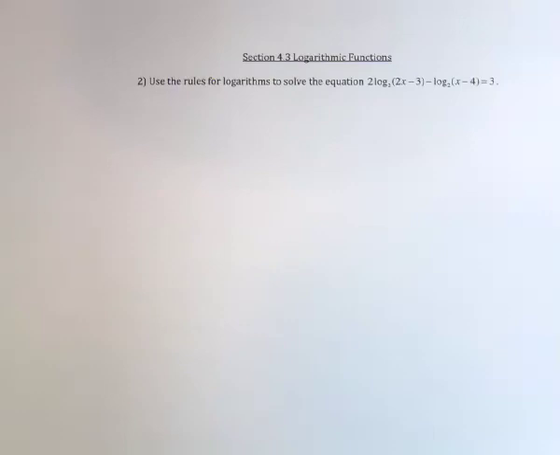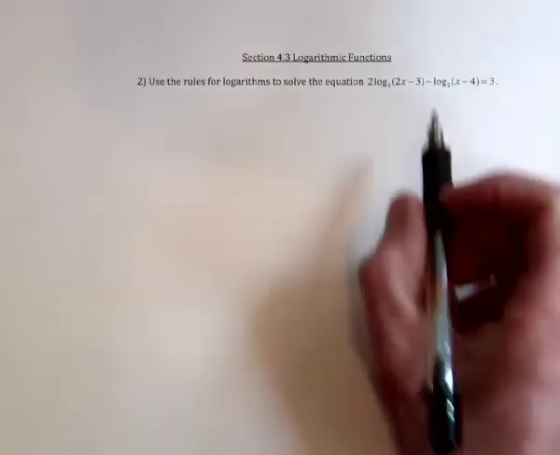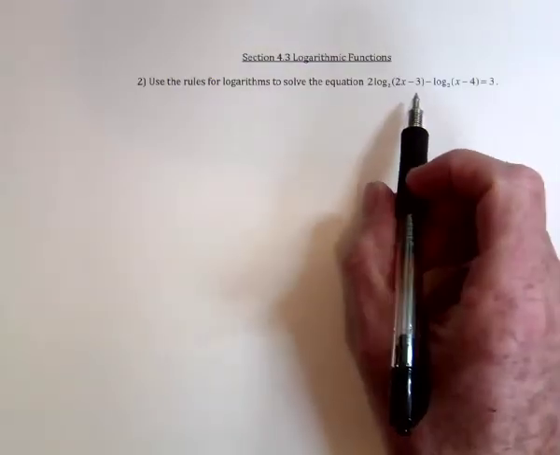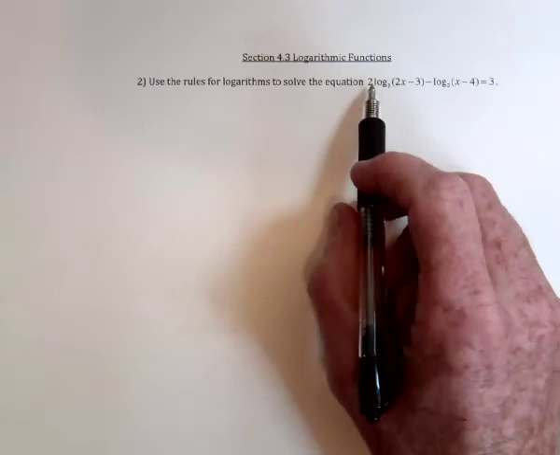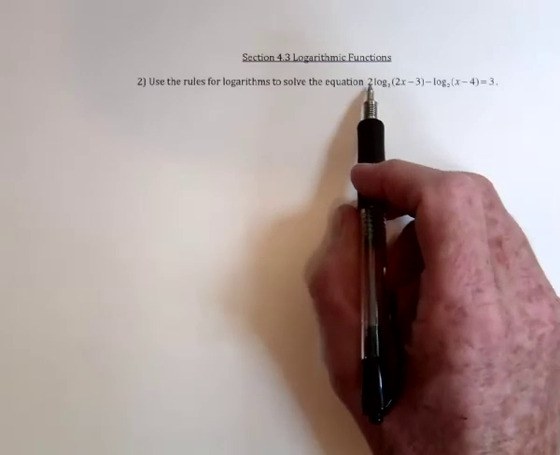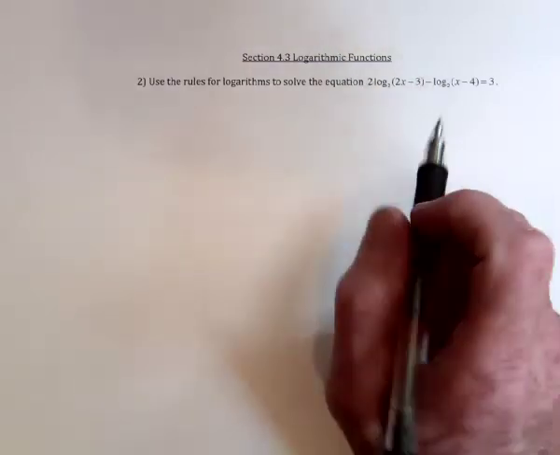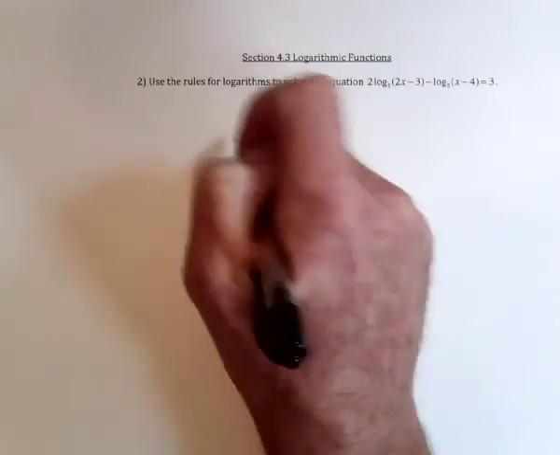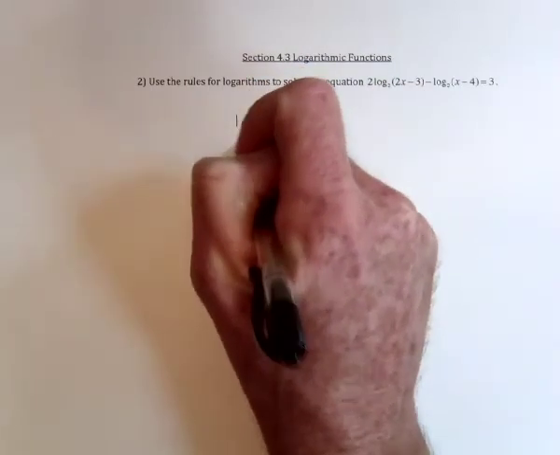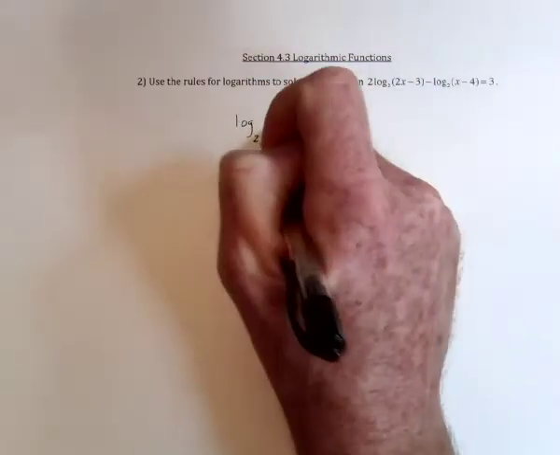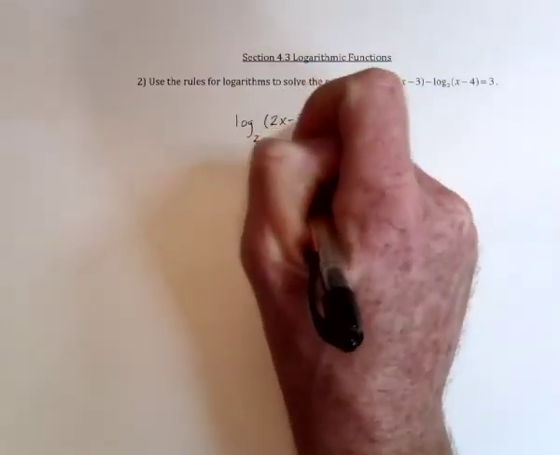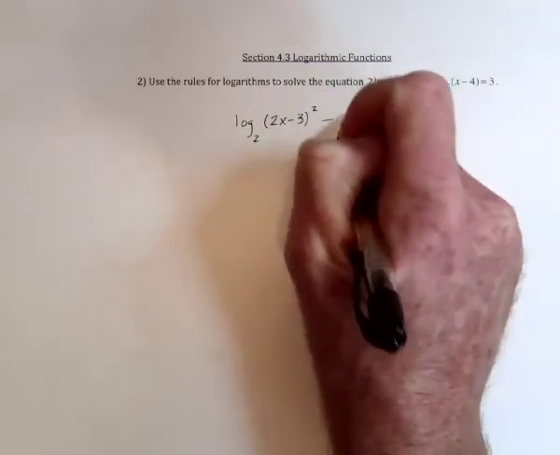So now we're going to use some of the rules for logarithms to solve this logarithmic equation. One of the rules says that if you have a constant that's multiplying, then you can move that up to be the exponent. So it's going to be log base 2, and then the 2x minus 3 is now squared.